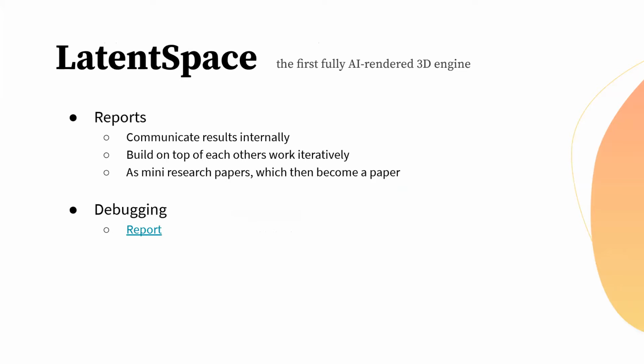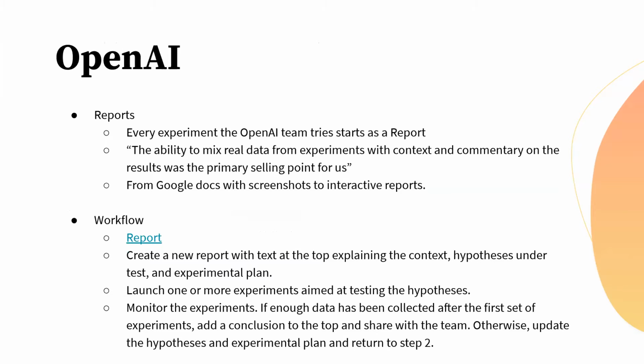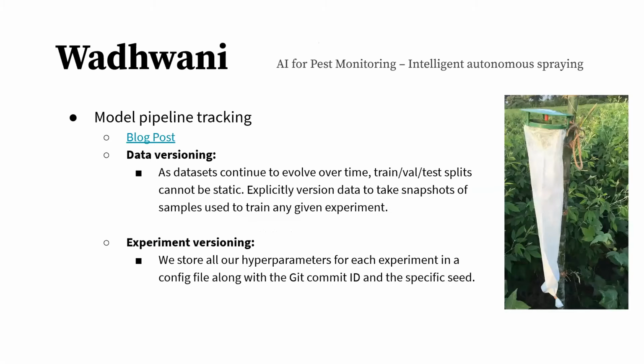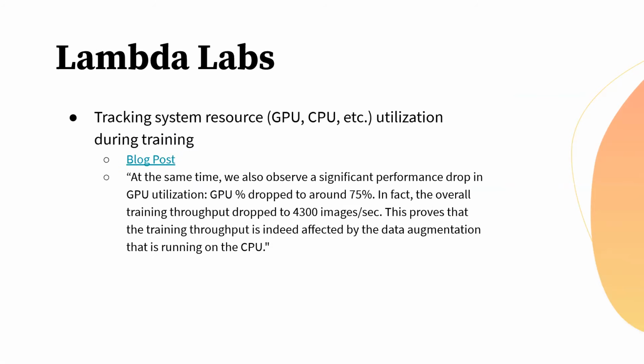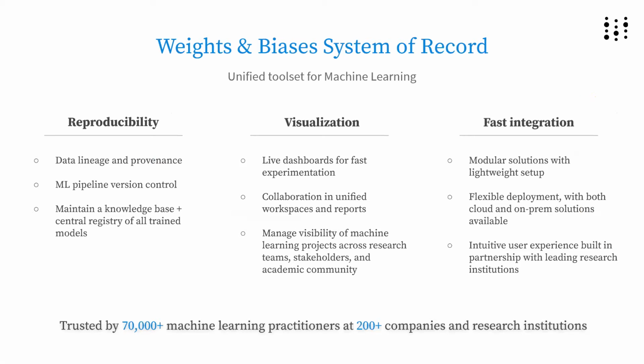Finally, I will just go through all these slides real quick. These are basically the companies that use Weights and Biases. So outside the scope of Kaggle, there are a lot of companies that use Weights and Biases. For example, Latent Space, OpenAI, Wadhwani for agriculture, John Deere, Lambda Labs.